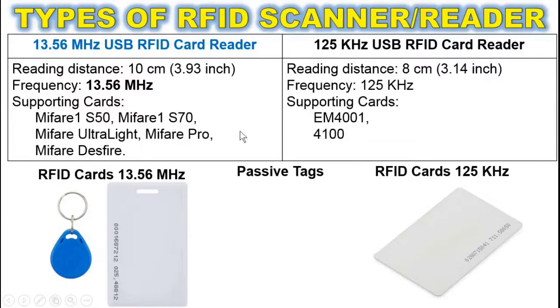I recommend that you buy the 13.56 MHz USB radio frequency ID card reader because it can scan or read as well the 125 kHz radio frequency cards beside this 13.56 MHz radio frequency card and keychain tag.